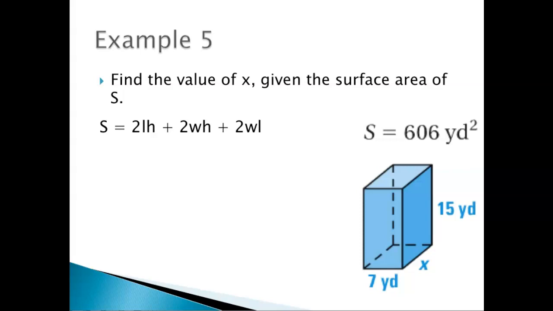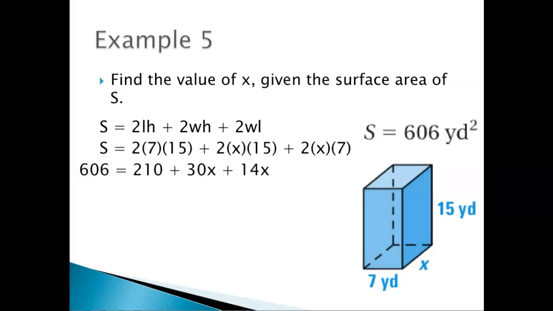So plugging in what we do know, we have the surface area given to us as 606. We have the length and the height given to us as 7 and 15. Now the width is what we're trying to find, which is x. Multiplying this out, we end up with 606 equals 210 plus 30x plus 14x. Moving 210 over to one side and combining like terms, that leaves us with 396 is equal to 44x. Then divide both sides by 44, and that gives us x is equal to 9. So the value of x is going to be 9 yards.